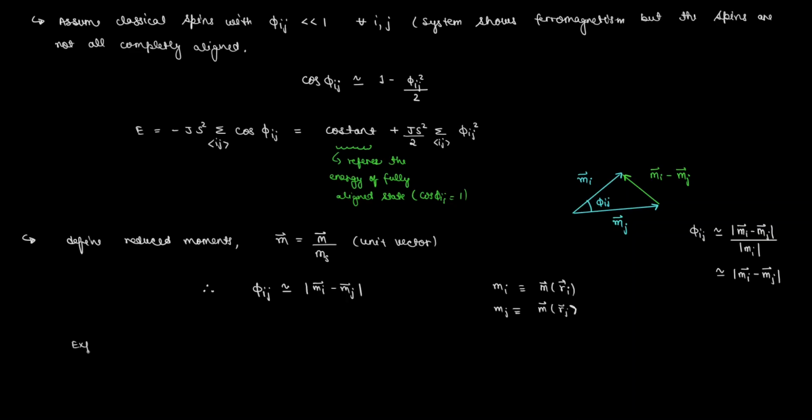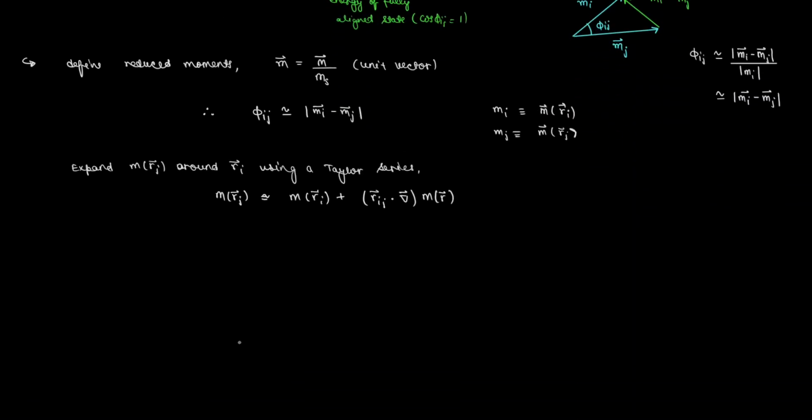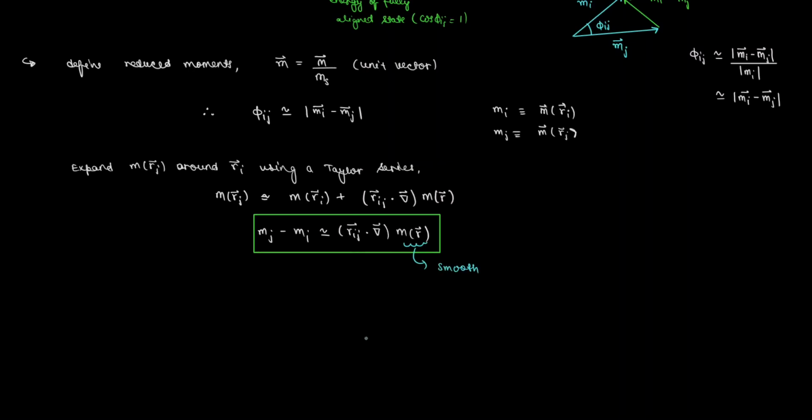Now we can expand m at rj around ri using the Taylor series expansion as m at rj will be equal to m at ri plus rij dot del of m of r. Therefore, the difference between the two magnetizations, mj minus mi, is nearly equal to rij dot del of m of r, where we assume that this magnetic moment as a function of r is a smooth function in the continuum approximation.